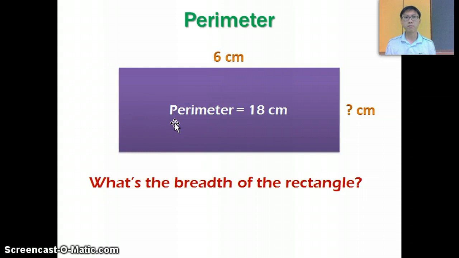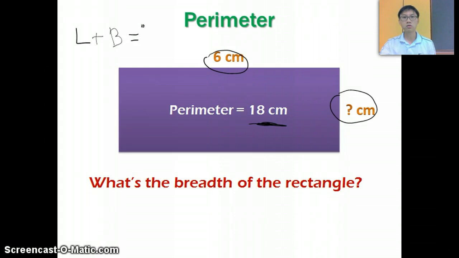question, I now have a perimeter of 18 cm, and I know my length, which is 6 cm. Can I find the breadth of this rectangle? The answer is yes. Because I know that the perimeter is length plus breadth plus length plus breadth, my length plus breadth is equal to half of the perimeter.